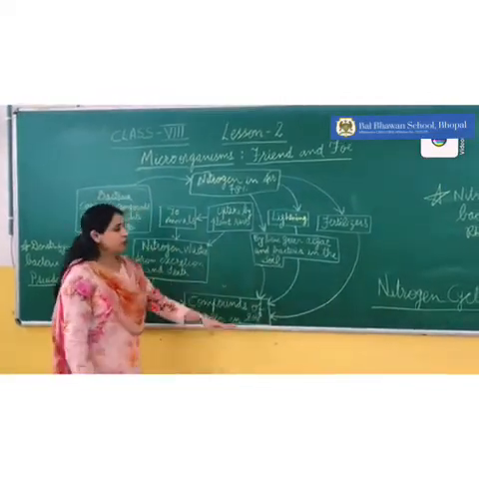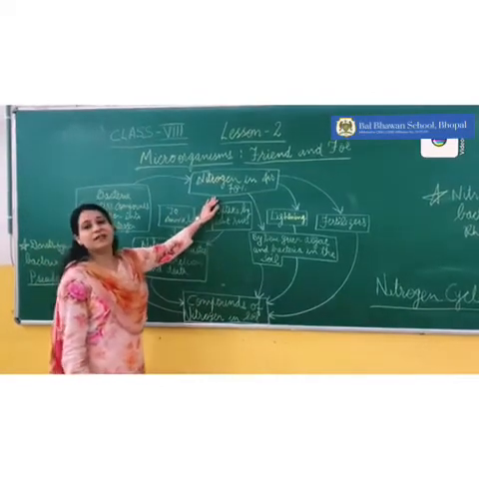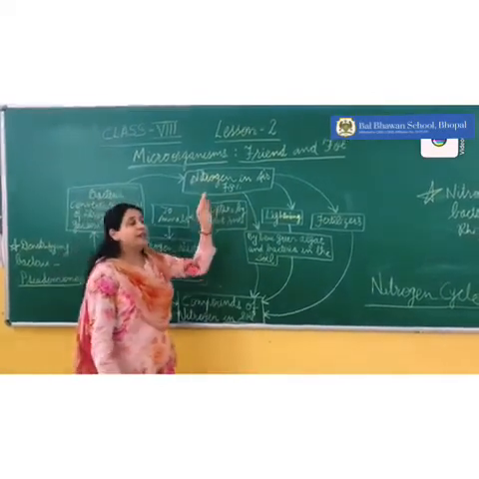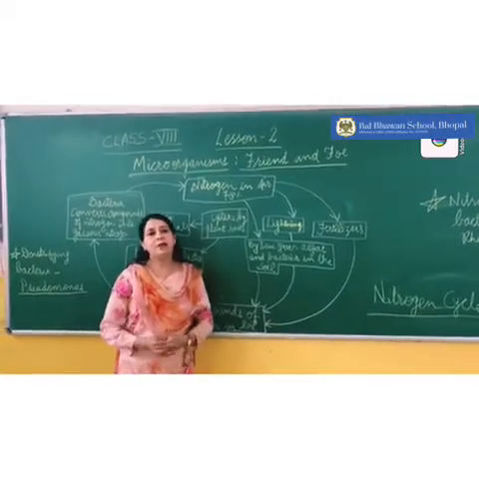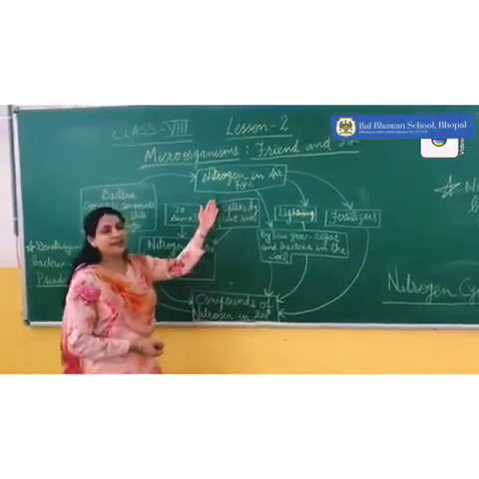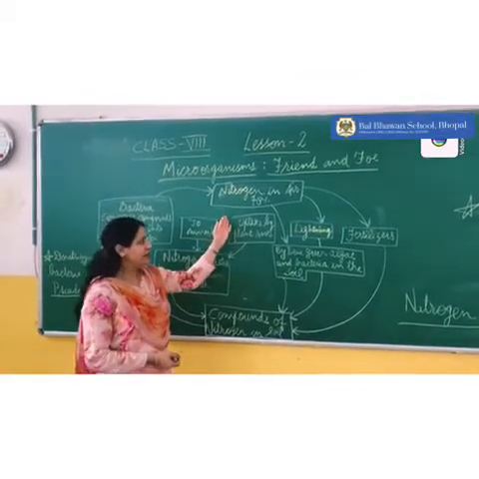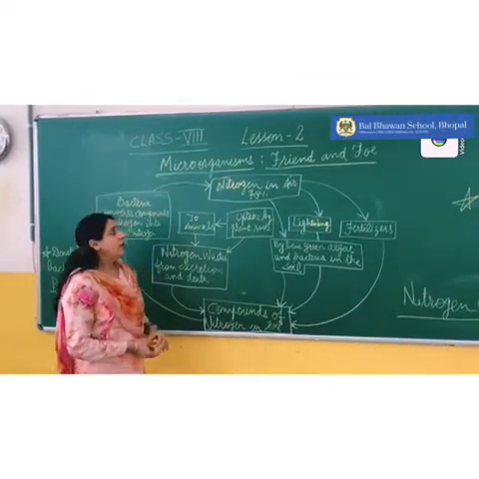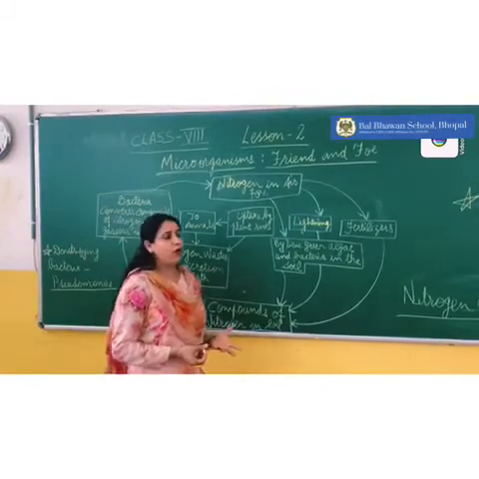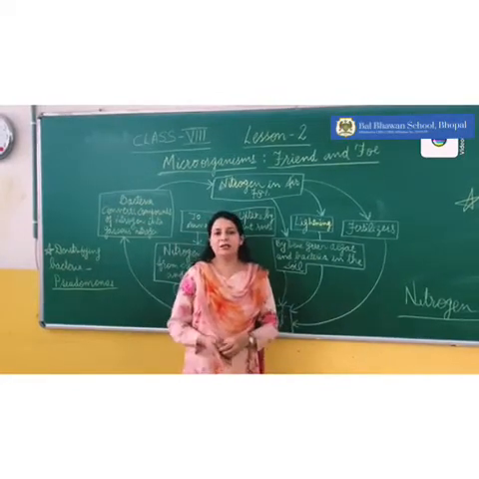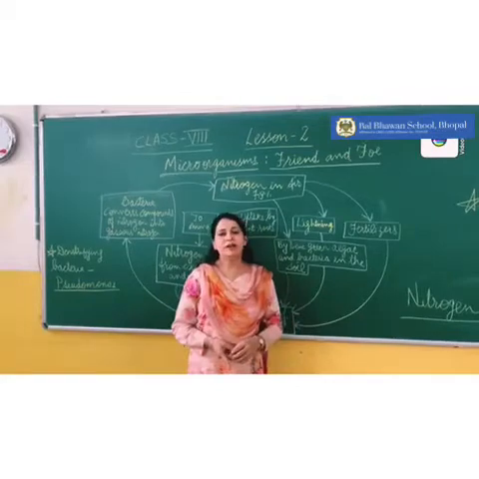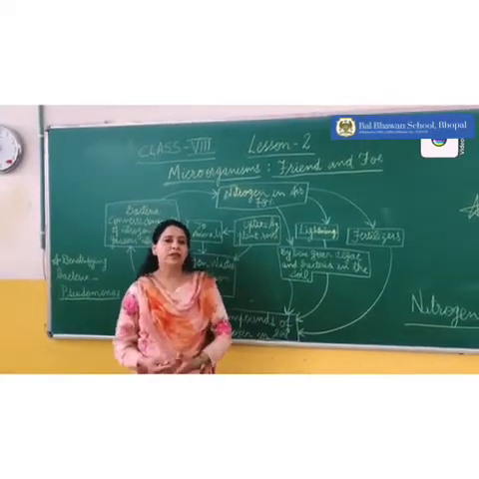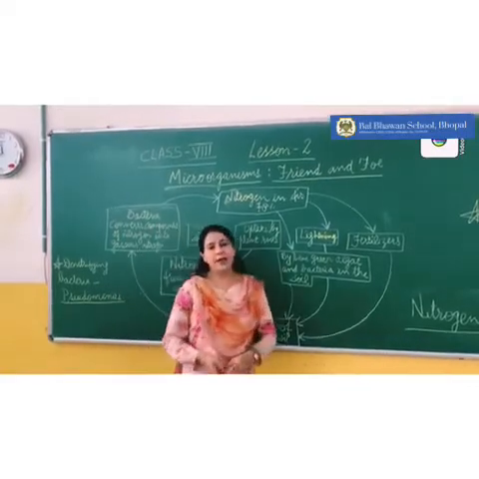Now nitrogen, although it is present almost 78% in the atmosphere, cannot be absorbed by the plants in its elemental form. In its elemental form, it is present in the atmosphere. We all need nitrogen because all living organisms are composed of nitrogen. So plants, animals and human beings are all composed of nitrogen.